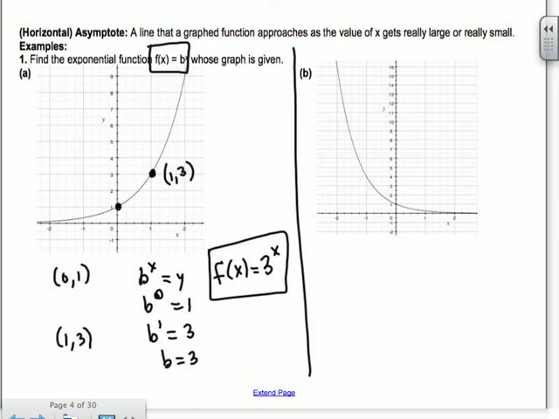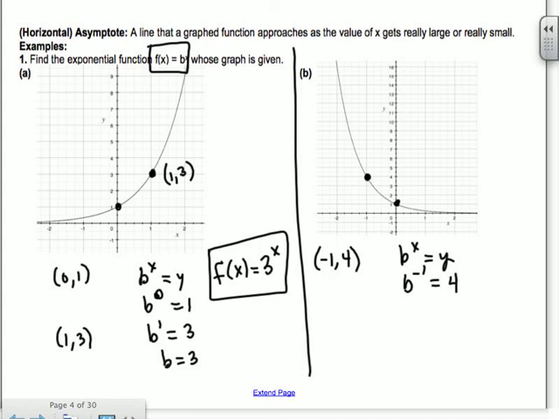All right, so let's try this one. Again, I have 0, 1. Here's another point that I think is good. See how you have one crossing right at negative 1, 4. So let's use that: negative 1, 4. If I have the point negative 1, 4, that means when I plug into my function, b to the x equals y, I'm going to plug in negative 1 for x and get 4 for y. What does that mean when I have b to the negative 1? b equals what? 1/4, right?